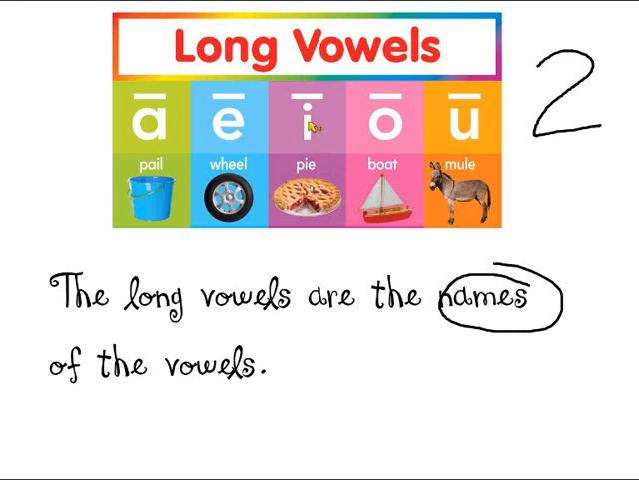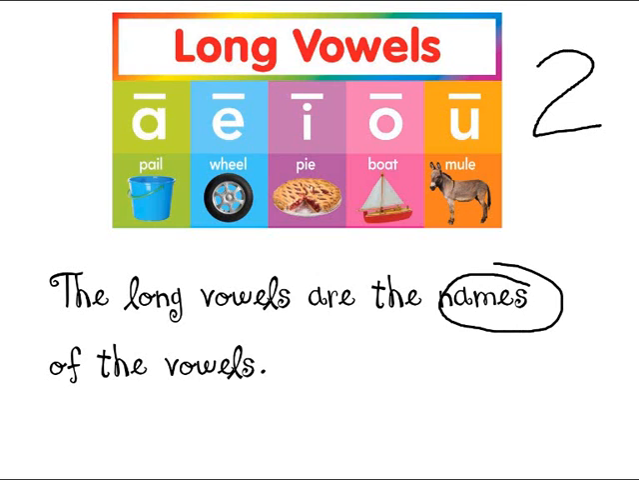This is a long vowel or long sound. This is a vowel called O. The name of this letter is O, like in boat. So this is the long sound of this letter. And finally, we have the U, the letter U. This is the long sound of the letter U, like in mule. Excellent. So we've seen the long sounds of the vowels.